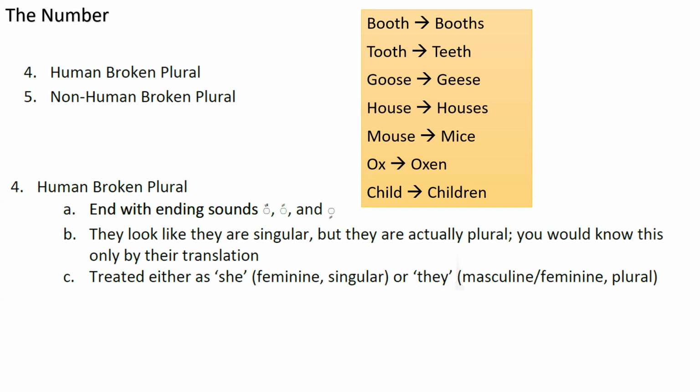Treated either as she or they. That's point number C. I'm coming to it a bit later, okay? Let's look at some examples first. Nabi. Nabi means prophet. Nabi has two kinds of plural. Nabi has a normal plural, and Nabi also has a broken plural. The word Nabi, everybody knows what Nabi means, right? The plural of Nabi is Anbiya, prophets, and this is a broken plural.